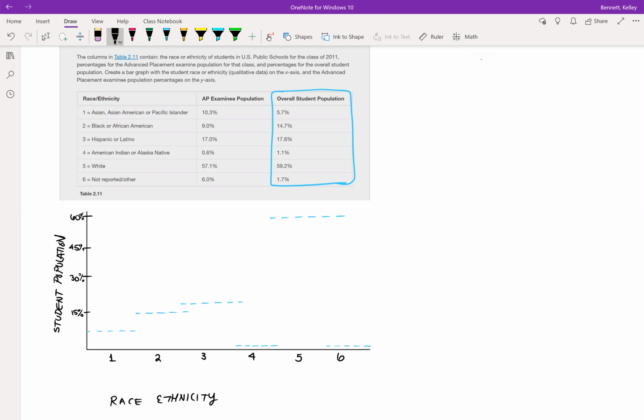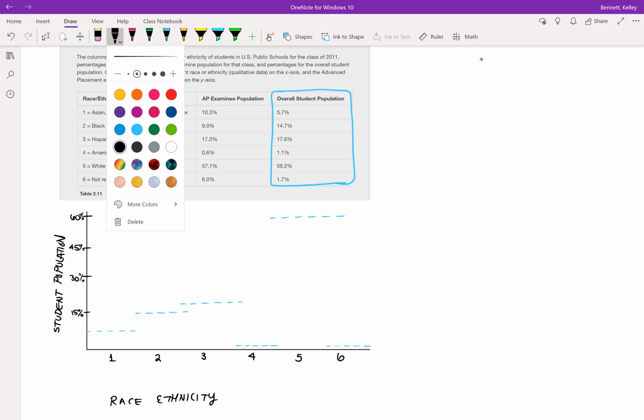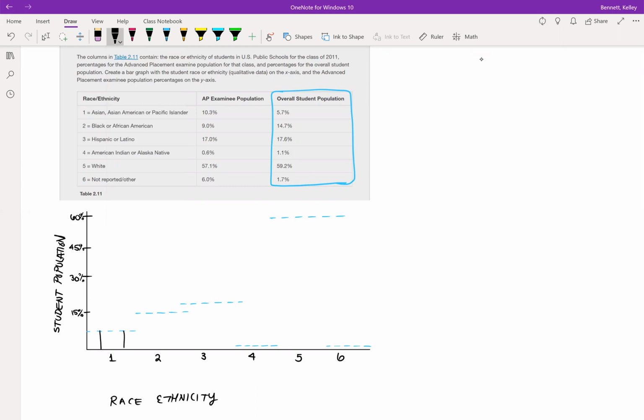Okay, so now I'm ready to draw the rectangles. I'm just going to draw my rectangle for 1. And remember, these are going to be spaced out. Then for 2 here, I should have equal width as best as you can. And then for 3, I'm here. For 4, I'm just right there. For 5, I'm here. And then for 6, like this.